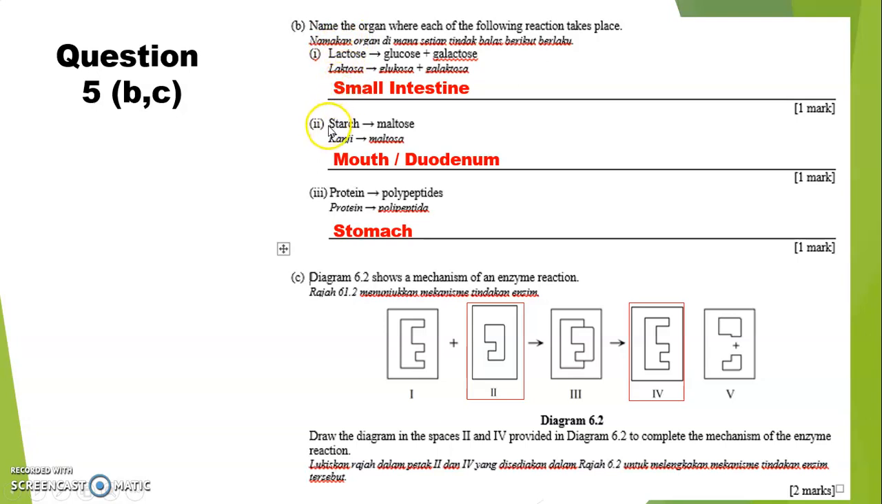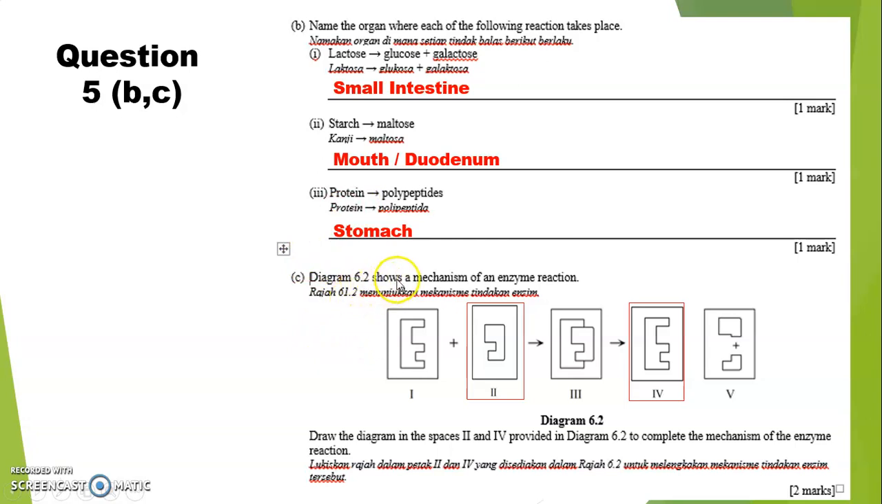Next, B2: starch digested into maltose occurs in two organs, in the mouth and also in the duodenum. And then third, protein digested into polypeptides occurs in the stomach, by the enzyme pepsin. Okay, last question on question 5.